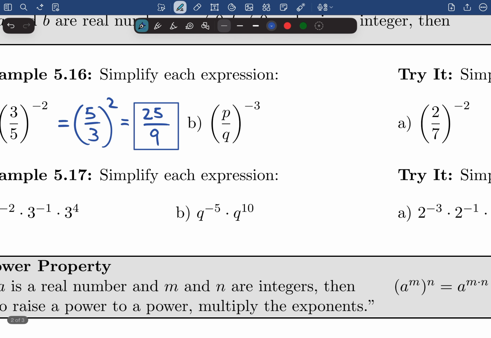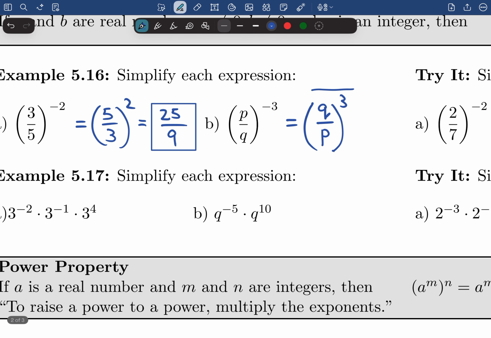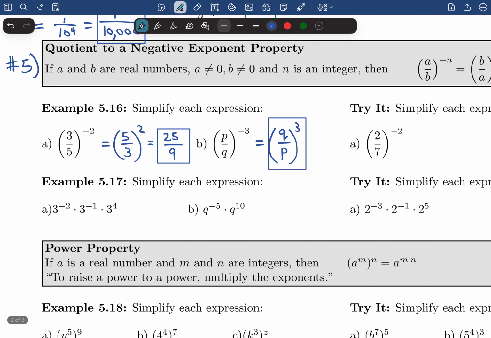Now, if I see p over q to the negative 3, I could rewrite that as the reciprocal of p over q, which is q over p. And then I can raise that to the positive 3. And that's going to be as far as I can go since p and q are variables and I don't know their values. All right, so we've just applied the quotient to a negative exponent property.